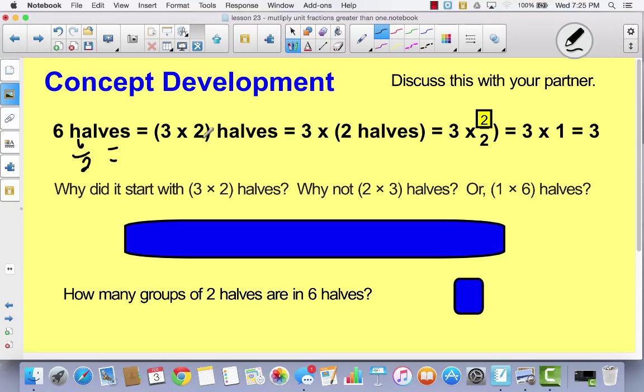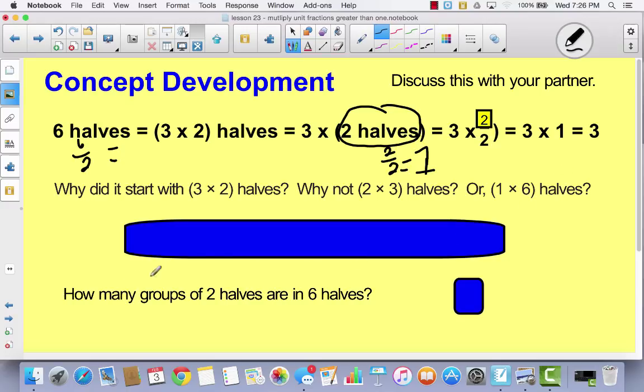Now, why did I say 3 times 2 and not 2 times 3? Well, the reason why I said 3 times 2 halves is because I was looking for 2 halves. 2 halves makes a whole. And that's what we're going to be trying to do today. I know this sounds a little bit complicated, but bear with me. Today, whenever we are making these unit fractions, we're going to be trying to make whole numbers, because when we make whole numbers, it's easier to solve.